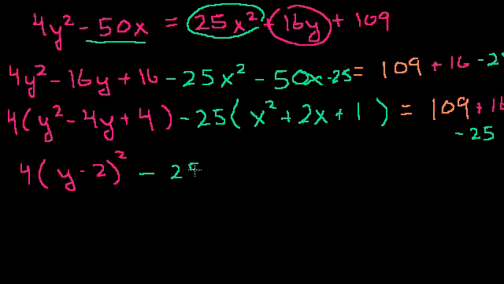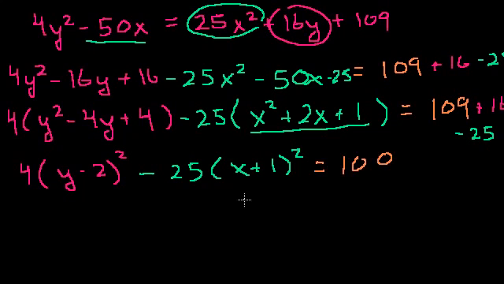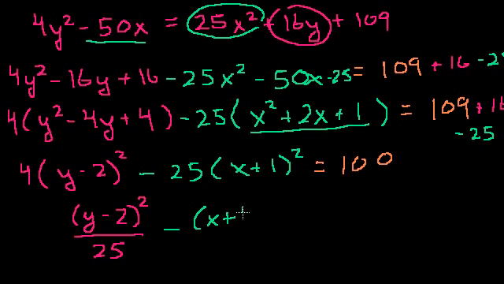Minus 25 times x plus 1 squared. That's that right there. It is equal to, let's see, 109 plus 16 is 125 minus 25. It equals 100. We're almost there. So we want a 1 here. Let's divide both sides of this equation by 100. So you get y minus 2 squared. 4 divided by 100 is the same thing as 1 over 25, so this becomes over 25. Minus, see, 25 over 100 is the same thing as 1 over 4. So this becomes x plus 1 squared over 4 is equal to 1.